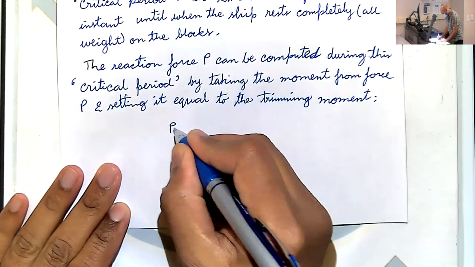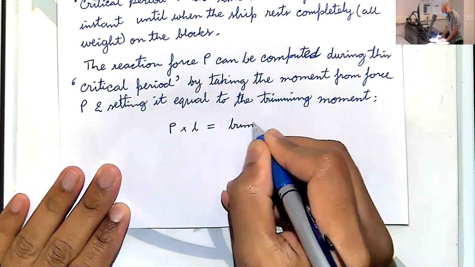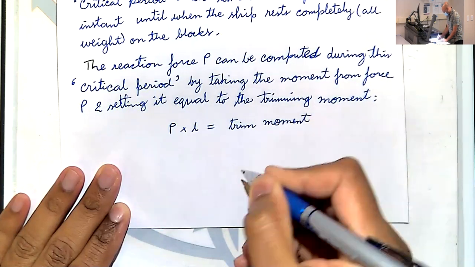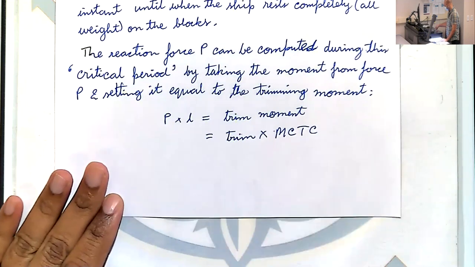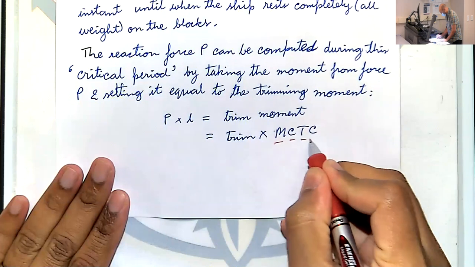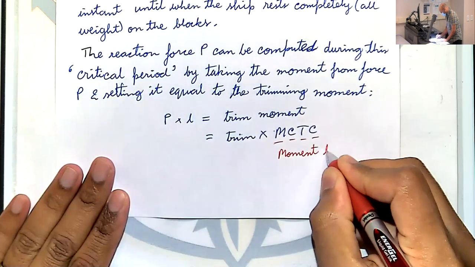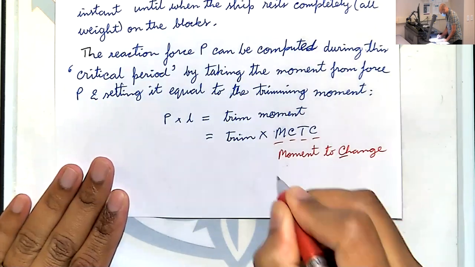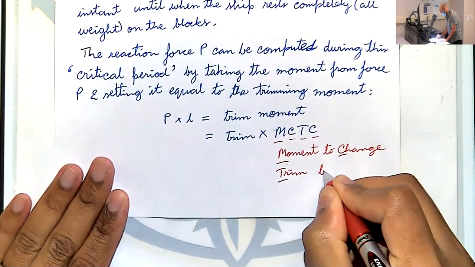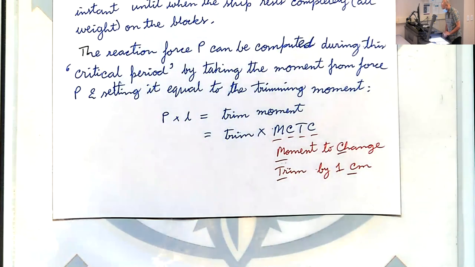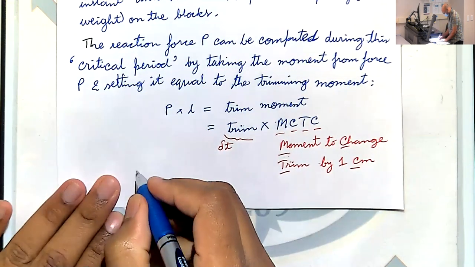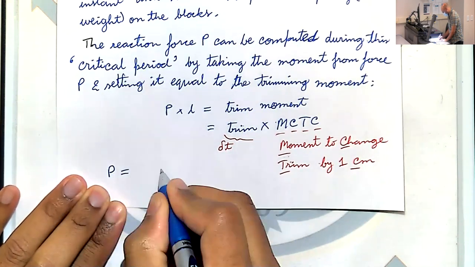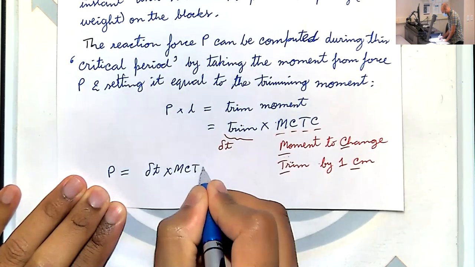And mathematically, it's just P times L should be equal to trim moment. And we know trim moment is computed as trim times MCTC. Right, just a reminder, this is the moment to change trim by 1 centimeter. And this trim, we usually call this delta T. Okay, and this gives us what the resulting unknown reaction force is. So P is basically delta T times MCTC divided by L.